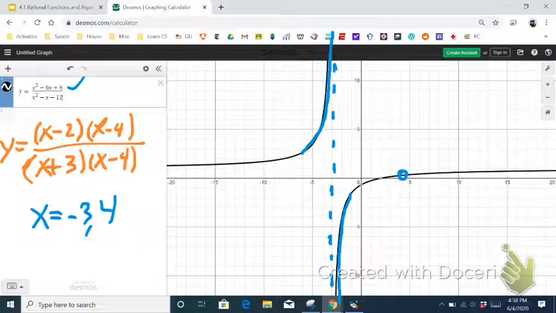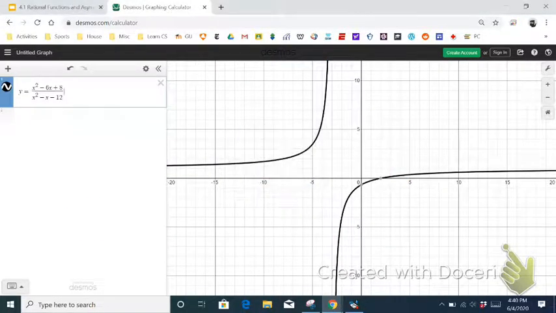All right, now if we look at this and we trace over, when we get to 4, it should say undefined. All right, yep, there we go. So that is a different type of discontinuity. We have one type of discontinuity, which is a vertical asymptote, and then this type of discontinuity is a hole. Now why does a hole occur at 4 and not at -3?